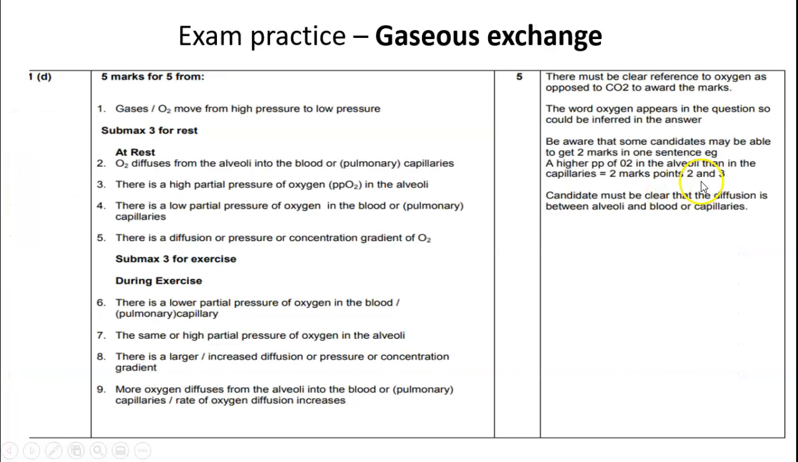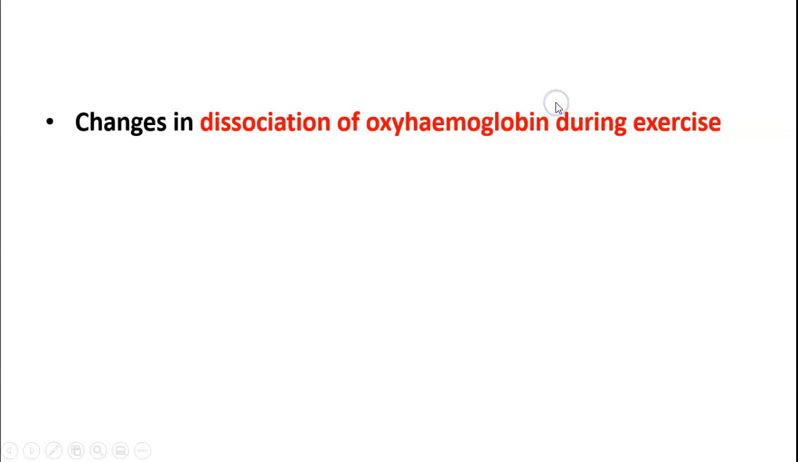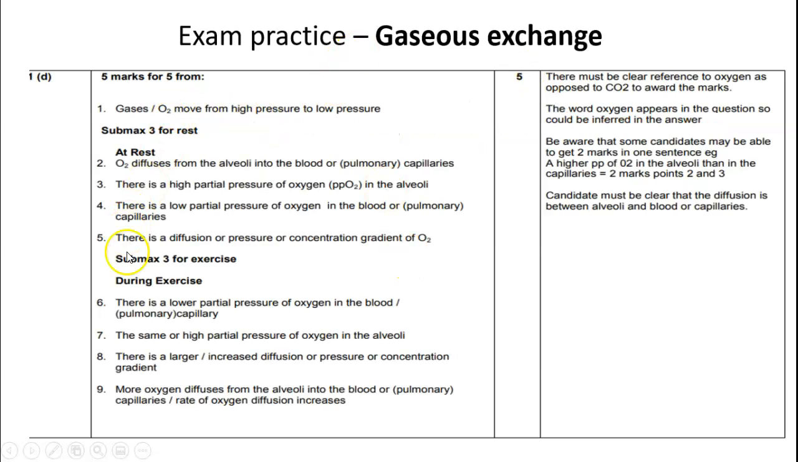Okay, so if you have a look here, you should be able to see the answers. You've seen that one before, and as you can see here, there is a lower partial pressure of oxygen in the blood, because all the oxygen was used up at the muscle when it diffused in. There is a high partial pressure of oxygen in the alveoli. This causes an increased diffusion gradient.